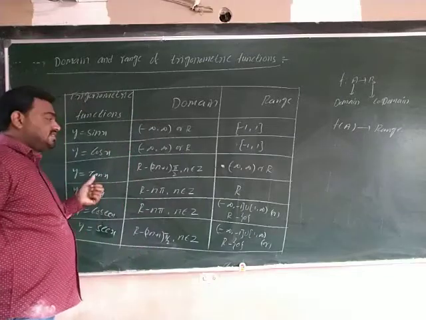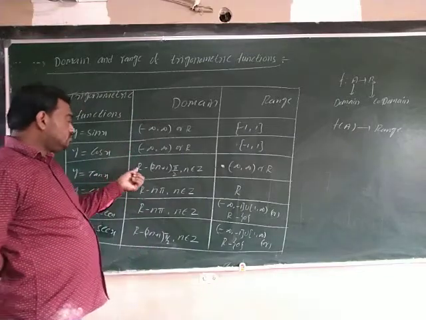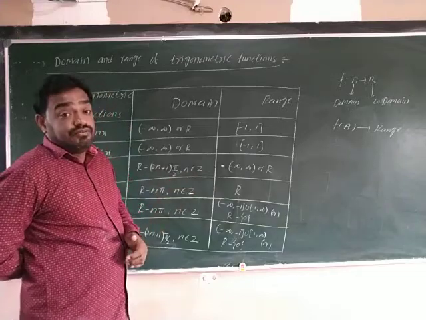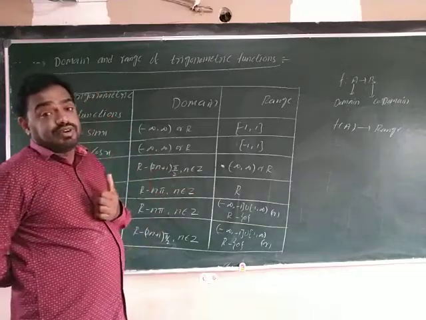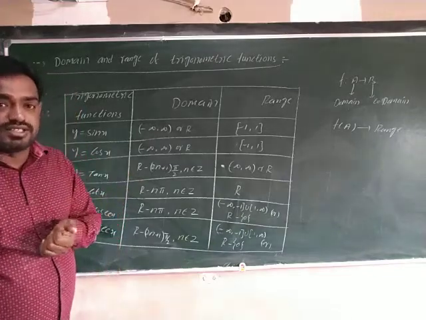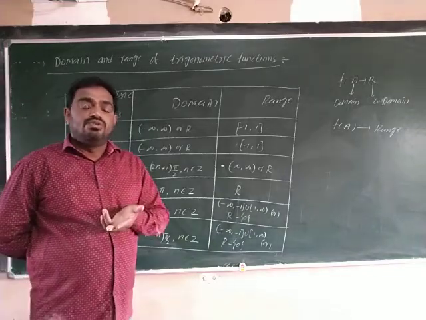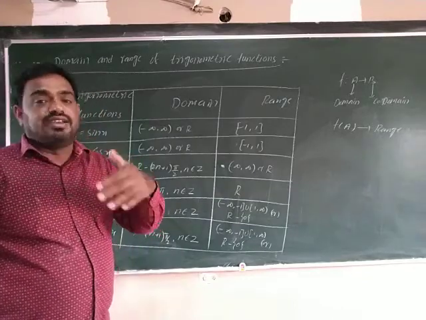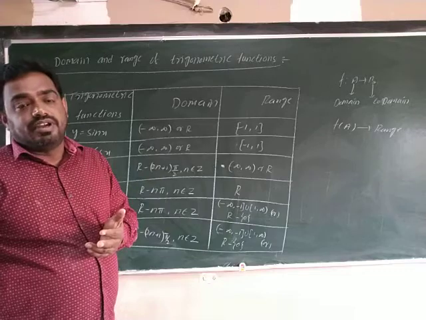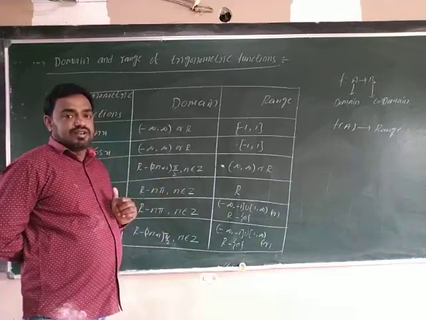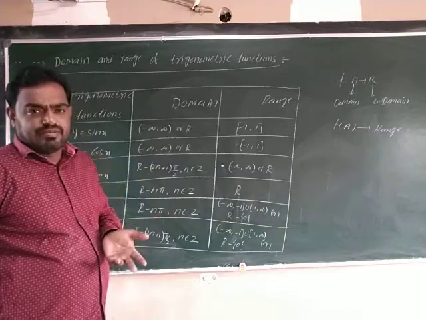Next, for tan x the domain is R minus (2n plus 1) pi by 2, where n belongs to Z. Where did we get this? You see, tan x equals sin x by cos x, and x is not equal to (2n plus 1) into pi by 2. That means x does not take the values (2n plus 1) into pi by 2, so you subtract those values from the real numbers. An angle is a real number only.